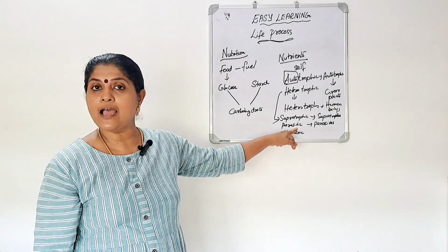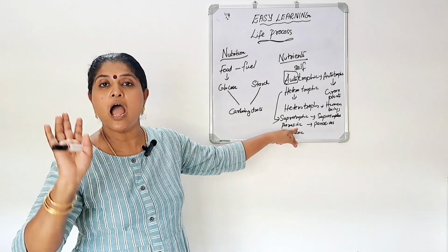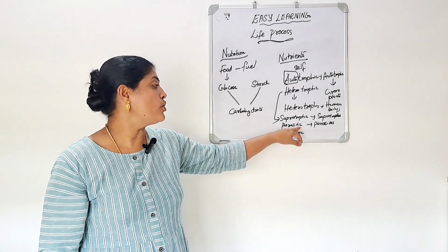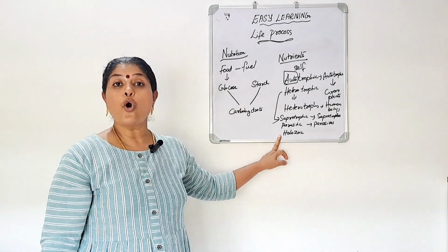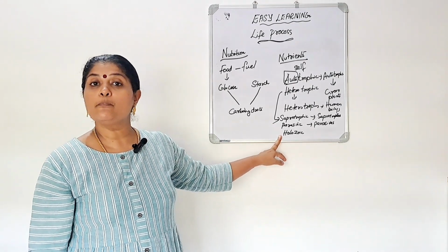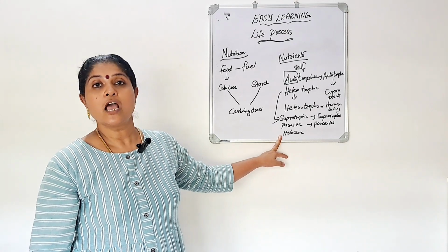Those organisms gain the nutrients from another organism without killing or harming that organism. That mode of nutrition is known as the parasitic mode of nutrition. The other one is the holozoic mode of nutrition. Holozoic means feeding on solid food. It is known as holozoic.